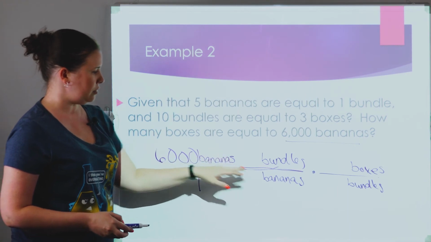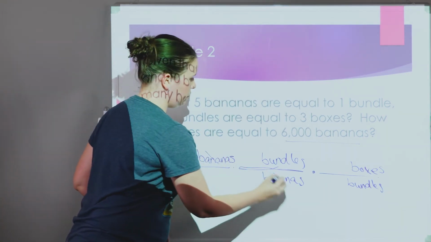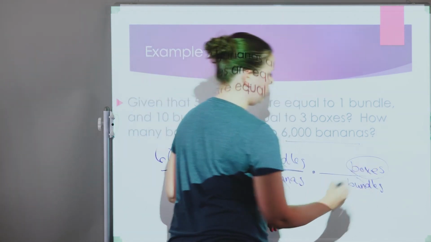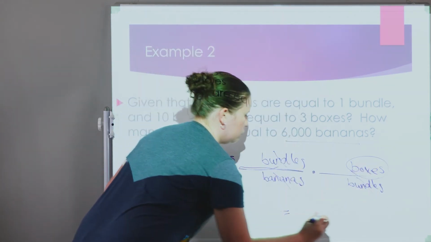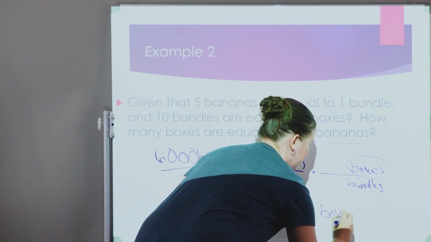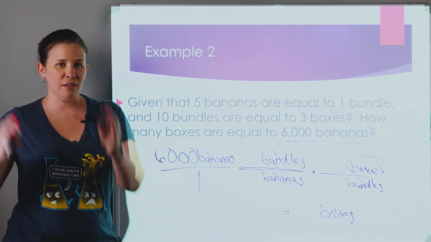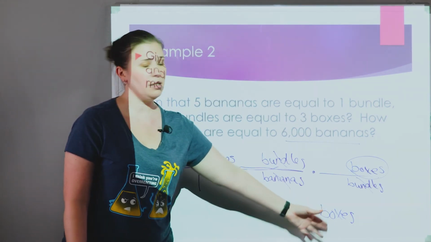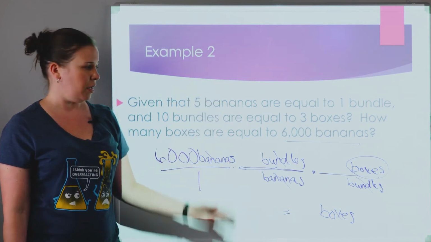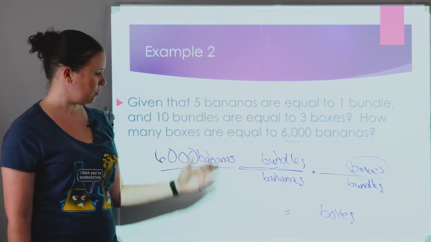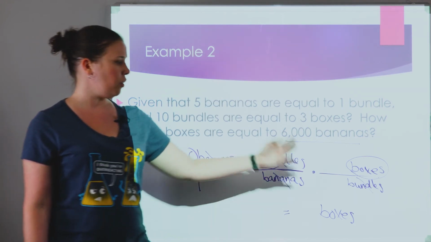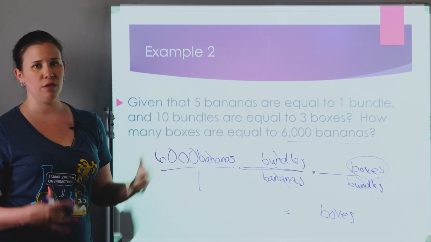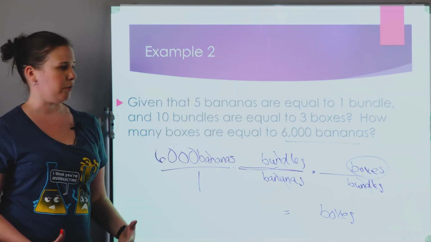So I have bananas top to bottom, which will cancel, and bundles top to bottom, which will cancel, leaving me with boxes. So my final answer will be some number of boxes. Anything that doesn't cancel is in the final answer. So that's part of step 4, is checking, does that make sense? Were we looking for boxes? Did everything else actually cancel? My bananas and my bundles do cancel, and all that's left is boxes. So I know I've had this setup correct. So now it's just a challenge of getting the numbers in the right places and putting it in the calculator.